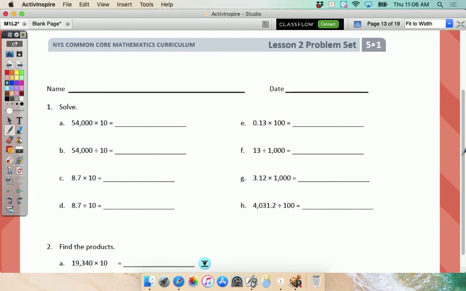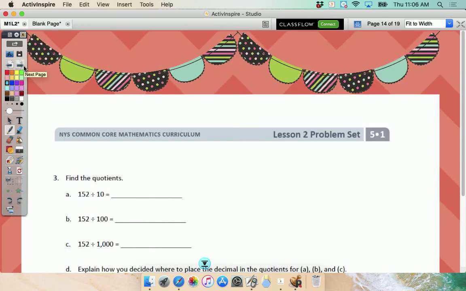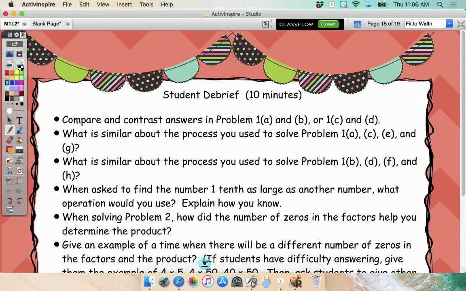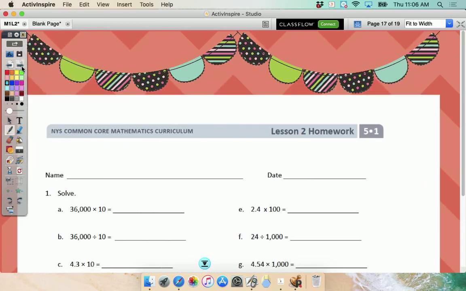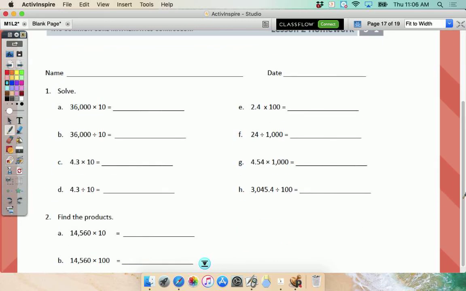Okay? So let's take a look at A on your paper. And the first thing we have to do is make a decision. Oh, that's the problem set. You guys are on homework, aren't you? Yep. Okay, let me get to homework. There we go. All right, so take a look at A. It says 36,000 times 10.